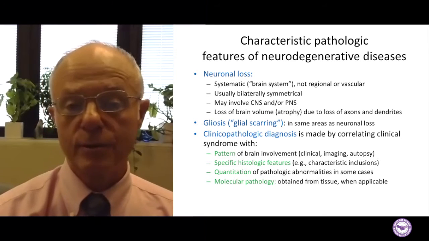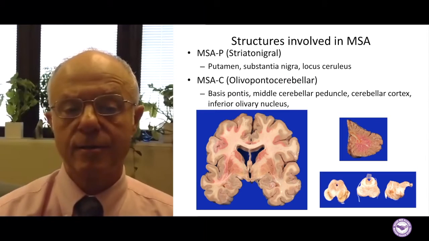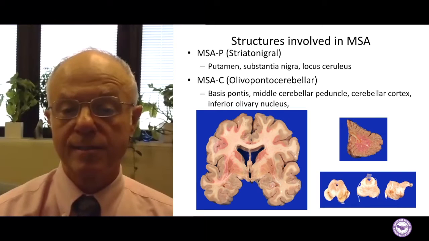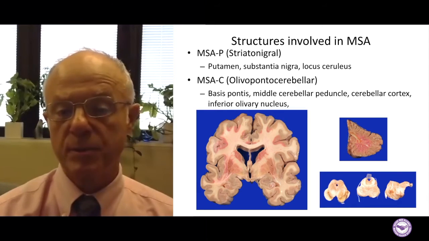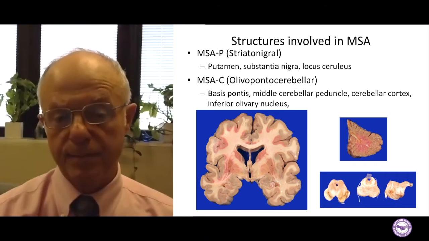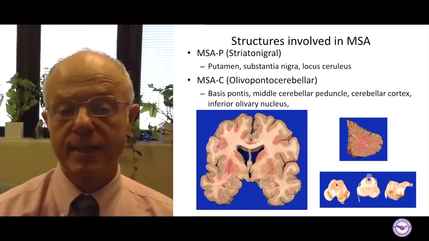From a clinical point of view, there are usually two major patterns. One is referred to as MSAP, where the patterns resemble Parkinson's disease, and this involves particular structures of the brain referred to as the basal ganglia. This is sometimes referred to as the striatonigral system. That may be the case according to some studies in about a third of patients with MSA.